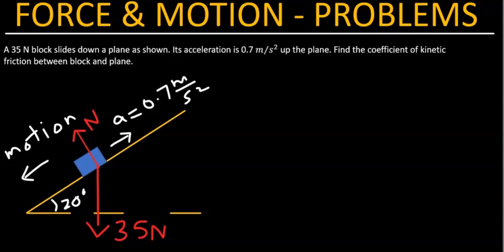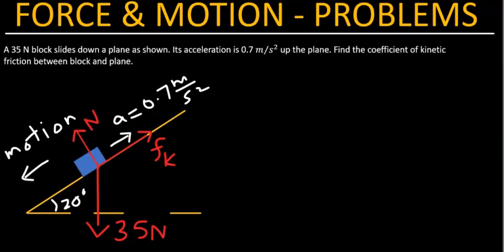Since the block is moving, there must be kinetic friction involved in the direction that is opposite to the direction of motion, like that. Let's denote that as F sub k. It's kinetic friction, friction that acts when there is motion between the block and the surface.